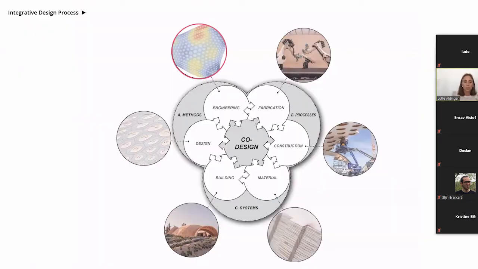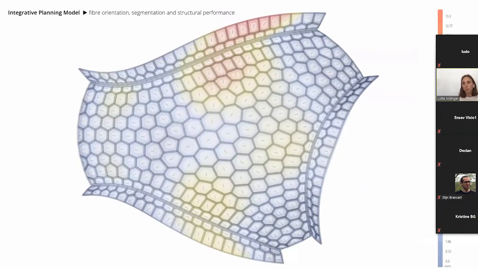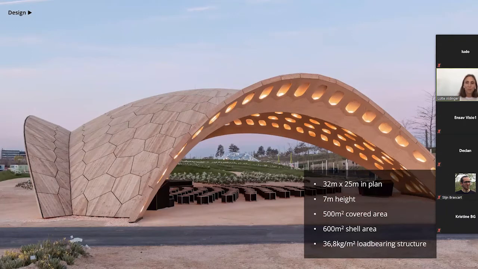But in order to achieve this, we again need this really integrative process. And in particular, for me, from the structural engineering perspective, it was interesting to see how the fiber orientation along the principal stresses correlates with the segmentation and, of course, the structural performance. Yes, so at the end, we have this nice lightweight structure, which is only enabled, of course, through this really novel digital timber construction approach.